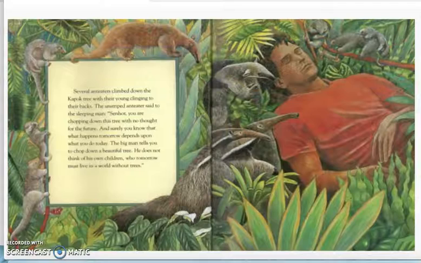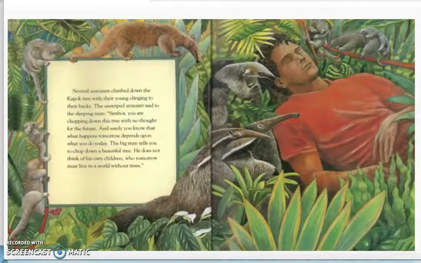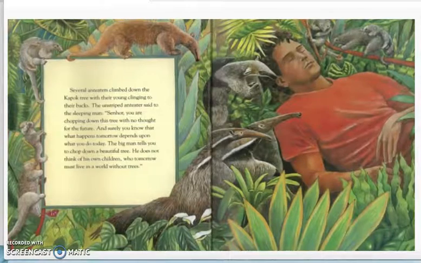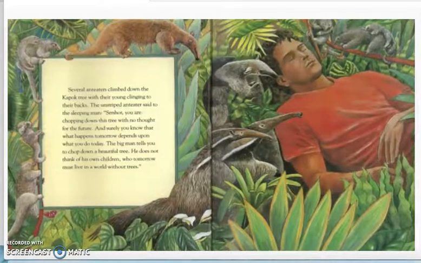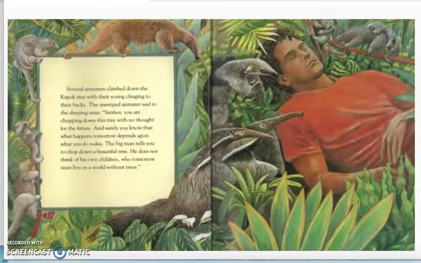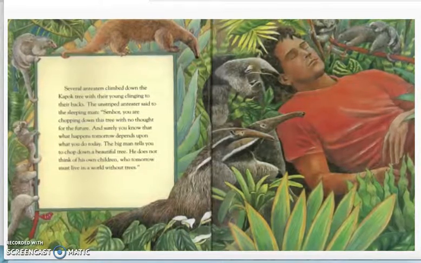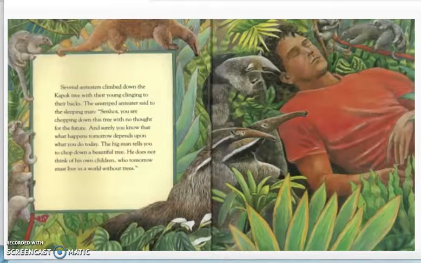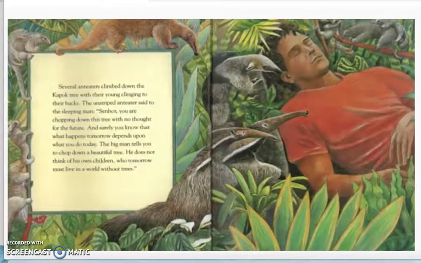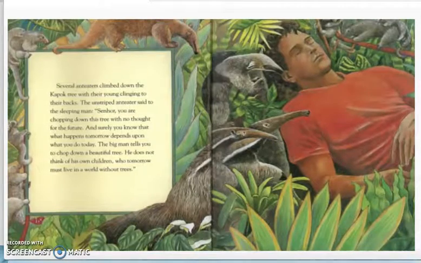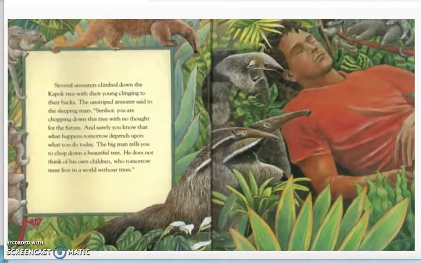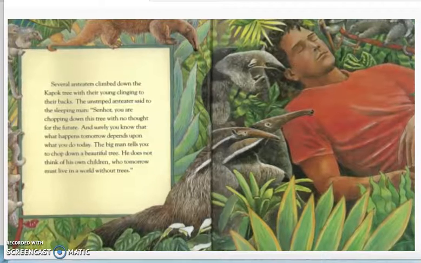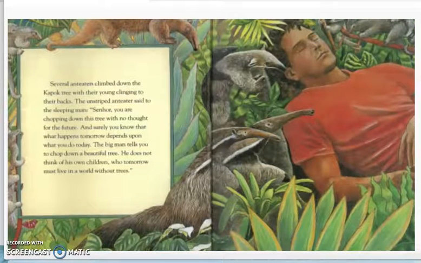Several anteaters climbed down the kapok tree with their young clinging to their backs. The unstriped anteater said to the sleeping man, "Senor, you are chopping down this tree with no thought for the future, and surely you know that what happens tomorrow depends upon what you do today. The big man tells you to chop down a beautiful tree. He does not think of his own children, who tomorrow must live in a world without trees."